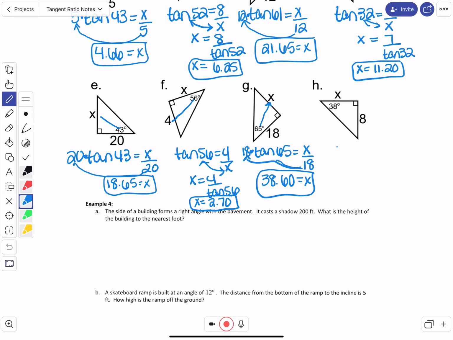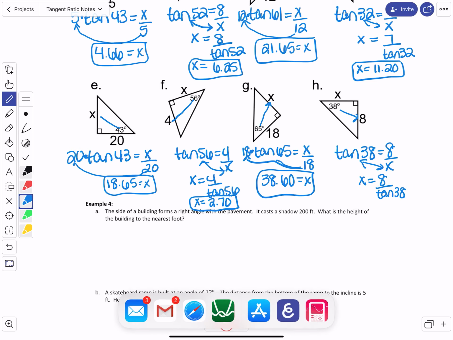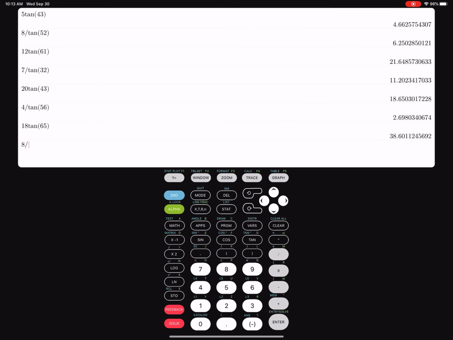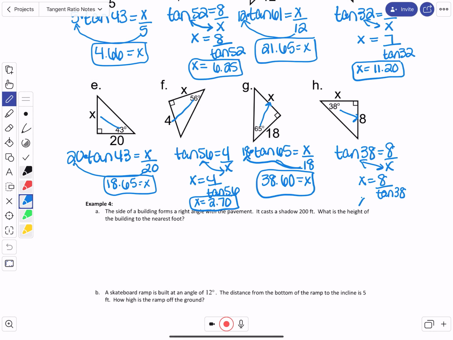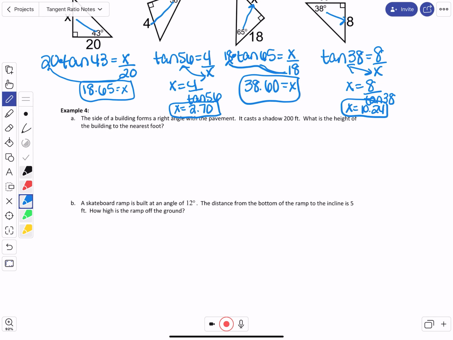Okay. And on the last one here, tangent of 38, my opposite is 8 over x. Since x is on the bottom, they switch places. So x equals 8 over tangent of 38. So 8 divided by tangent of 38, and I get 10.24. So x equals 10.24. Okay, so we get a couple of word problems here.